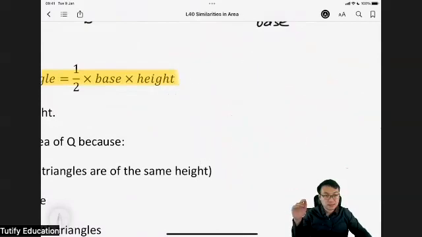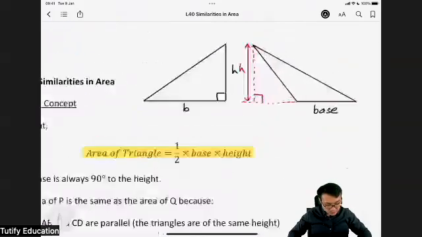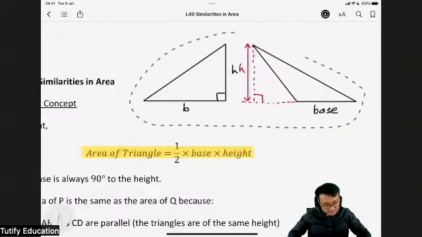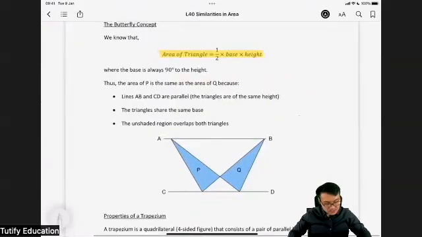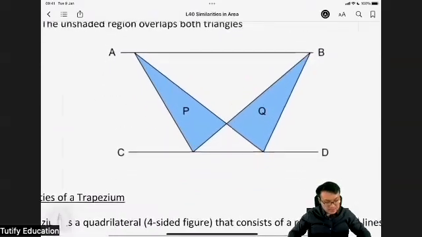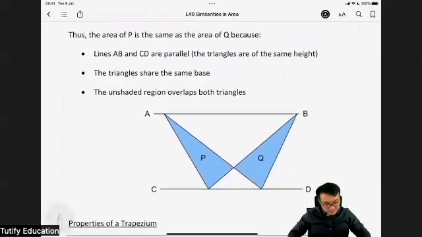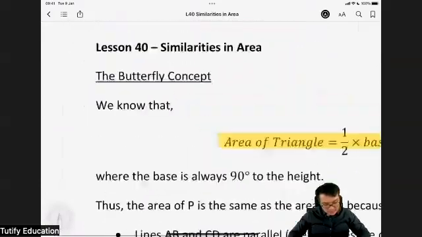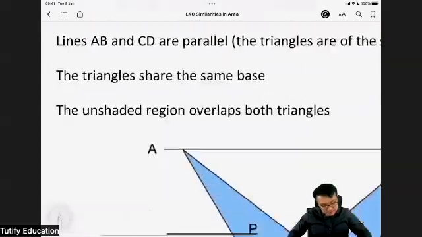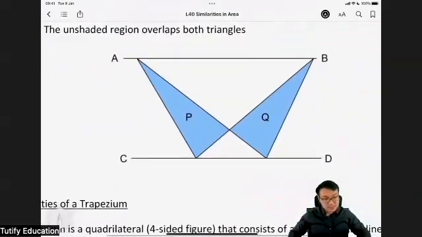Well done, Ben. So now we already know how to find the base and the height. We must make sure that the height is always 90 degrees to the base. So let's look at this butterfly here. This is called the butterfly concept. Why do I call it the butterfly concept? Because this looks like the wings of a butterfly.